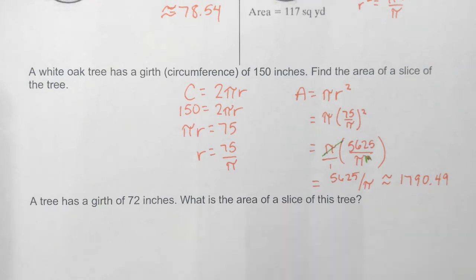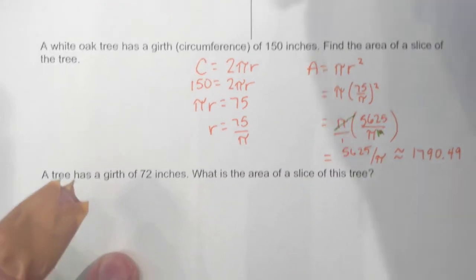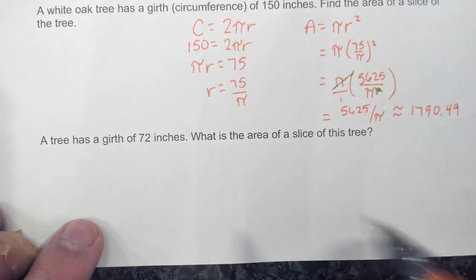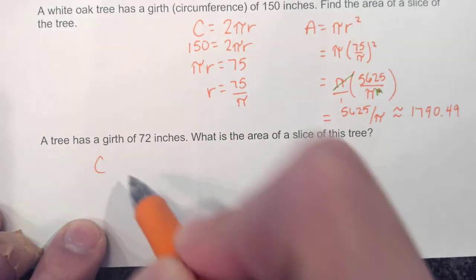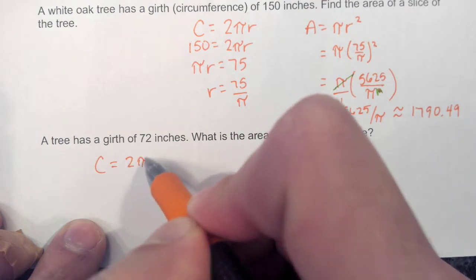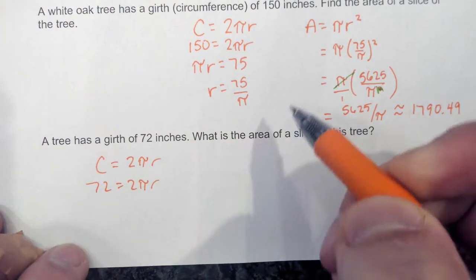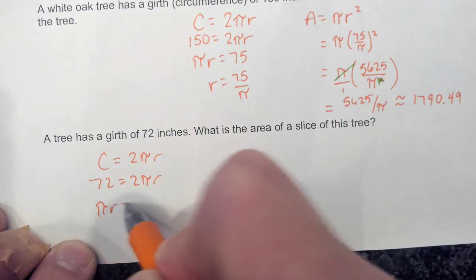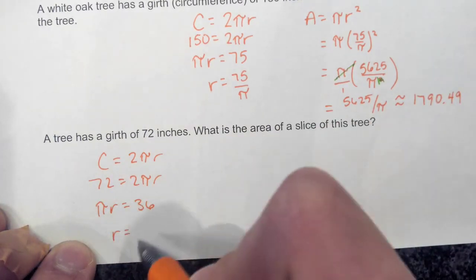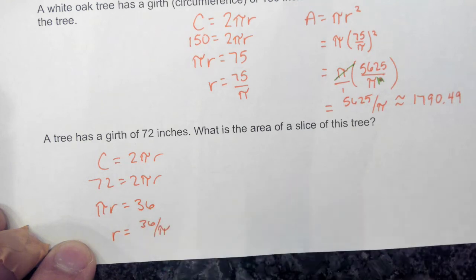If you want to try that bottom one, you can. Pause the video, otherwise I'll go ahead and get started on it. So again, they give us the girth, which is the circumference. So it's 72 equals 2 pi r, divide by 2, and pi r would equal 36, which means your radius is 36 divided by pi.